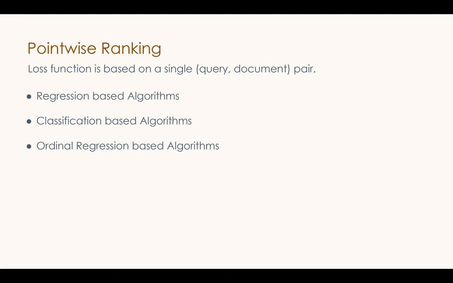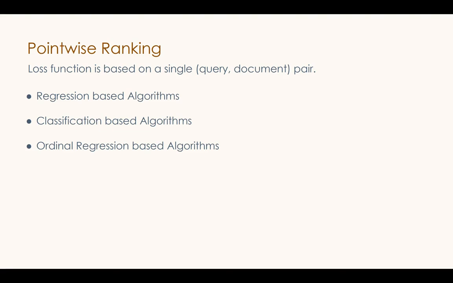First, let's talk about pointwise ranking. In pointwise ranking, the loss function is based on a single query and document pair. So every time you take a look at the example, it is a query and a document pair. There are regression-based algorithms, classification-based algorithms, and ordinal regression-based algorithms.